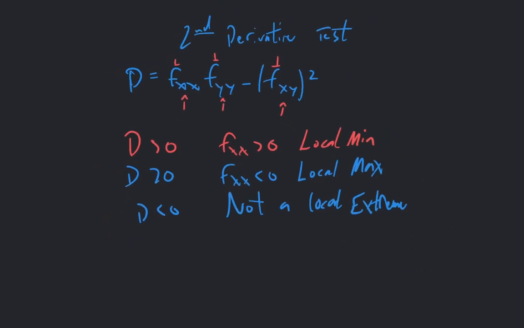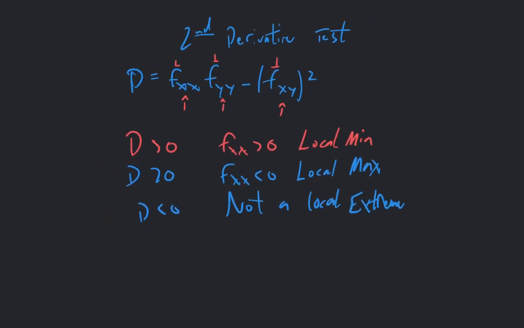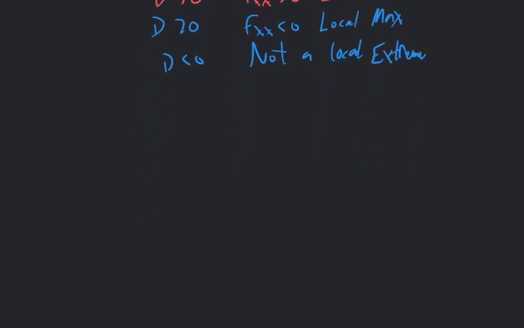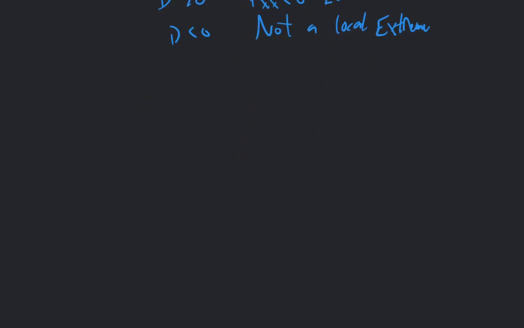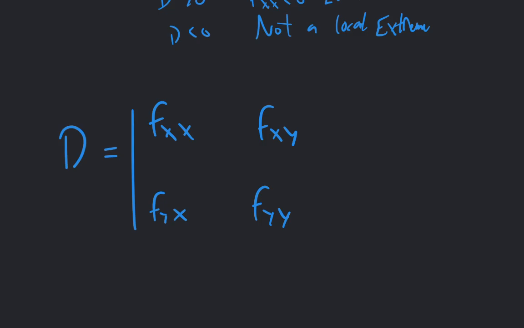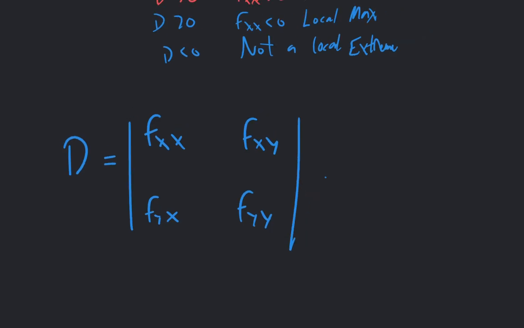So the reason why I say that this is a determinant is because it could be a matrix. Let's go back on that. So we could say D is a 2 by 2 matrix. So D is equal to fxx, fxy, fyx, fyy, which gives us this.